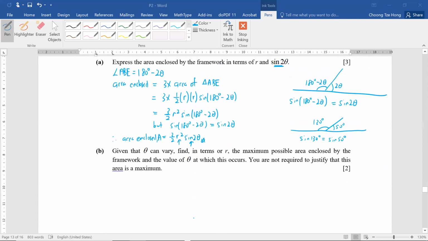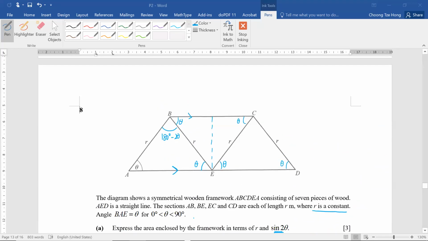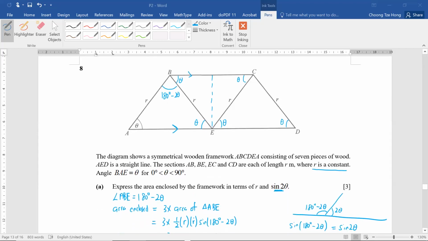Okay, so let's look at part B. Given that theta can vary, find in terms of R the maximum possible area enclosed by the framework and the value of theta at which this occurs. So we can always change the angle to be bigger or smaller, but the area enclosed will be affected. So they want us to find the value of theta at which we will get the maximum area.